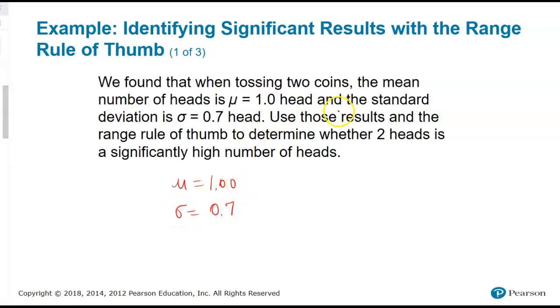So if we're going to determine if 2 heads is a significantly high number of heads, then we're going to do the mean plus 2 standard deviations. So that's going to be 1 plus 2 times 0.7 or 2.4. So in order for it to be a significantly high number of heads, it'd have to be greater than 2.4. But 2 is not greater than 2.4, so it would not be considered a significantly high number of heads.